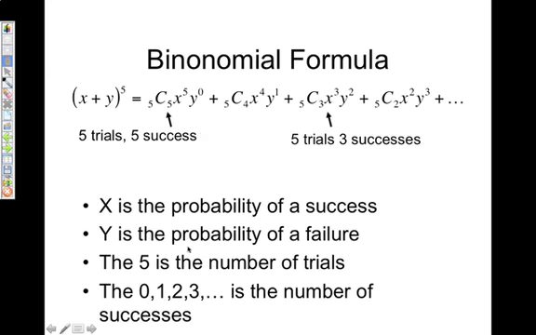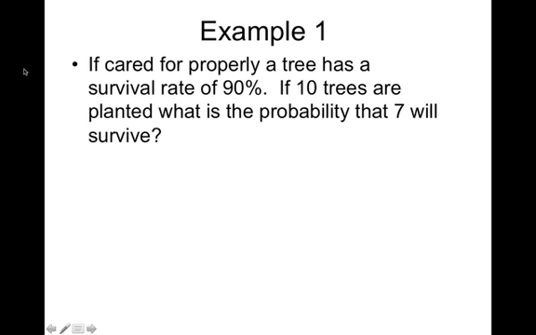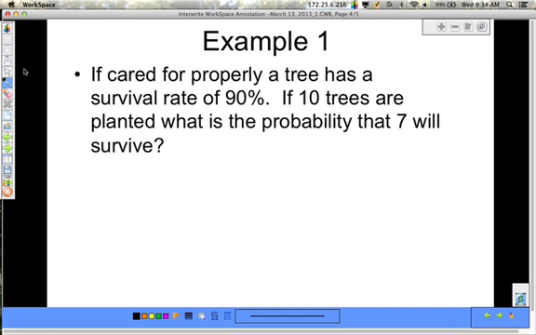So we'll take a look at a couple examples, and I think that will make it a little bit easier here. So the first one we're going to look at: if cared for properly, a tree has a 90% survival rate. So I'm going to do this in terms of success and failure. So success, 90%. Let's write it as 0.9, so that means failure is 0.1. If 10 trees are planted, what is the probability that 7 survive? That means how many would have to fail would be 3. So that means our total here is 10 trials.